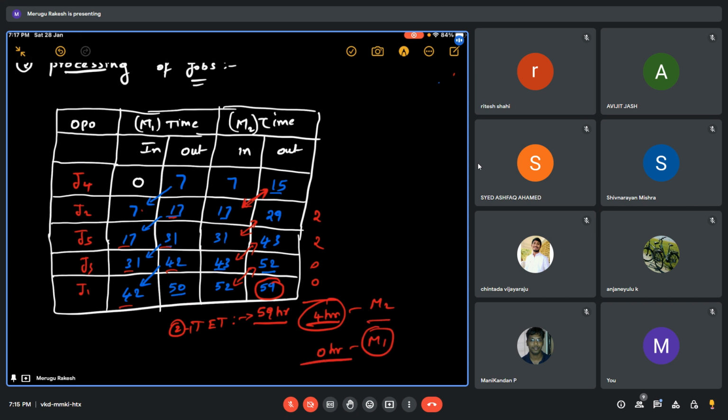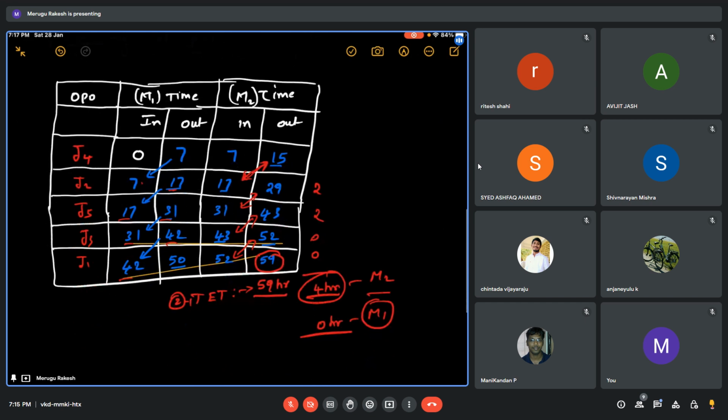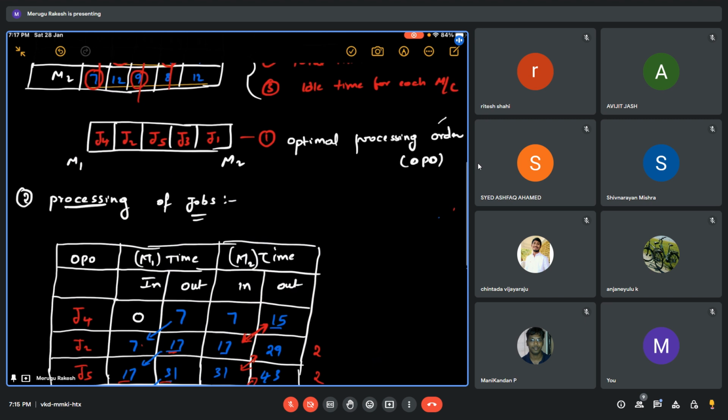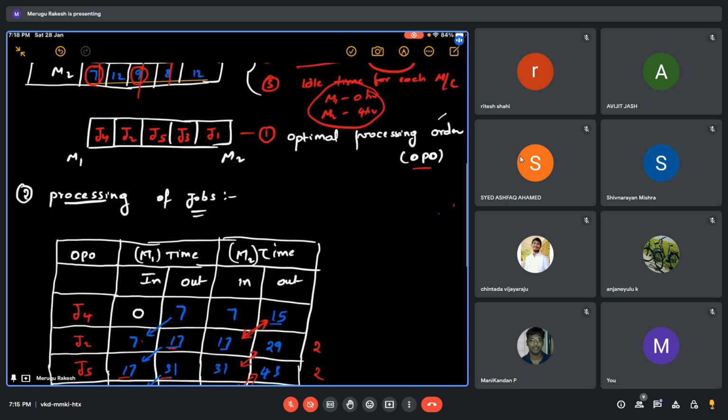So this is the simplest case, that is, processing of n jobs in 2 machines. So what are the questions that I have asked earlier? The sequence, that is nothing but the optimum processing order. The total time or the elapsed time, that is 59 hours. And what is the idle time for each machine? So M1 is completely filled, there is no idle time, so 0 hours, and M2 is 4 hours. So these are the main questions that you can ask very simply. This is a simple model in this case.